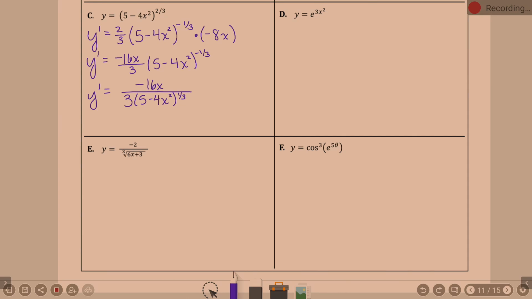So negative 16x stays on top. That was the top of the fraction. 3 is the denominator of the fraction. And then that negative 1/3, because it's a negative, to make it positive, we move it to the denominator. The only other difference I have in my notes is I have it as a cube root. Not saying you have to have it as a cube root, but that is the only other difference.